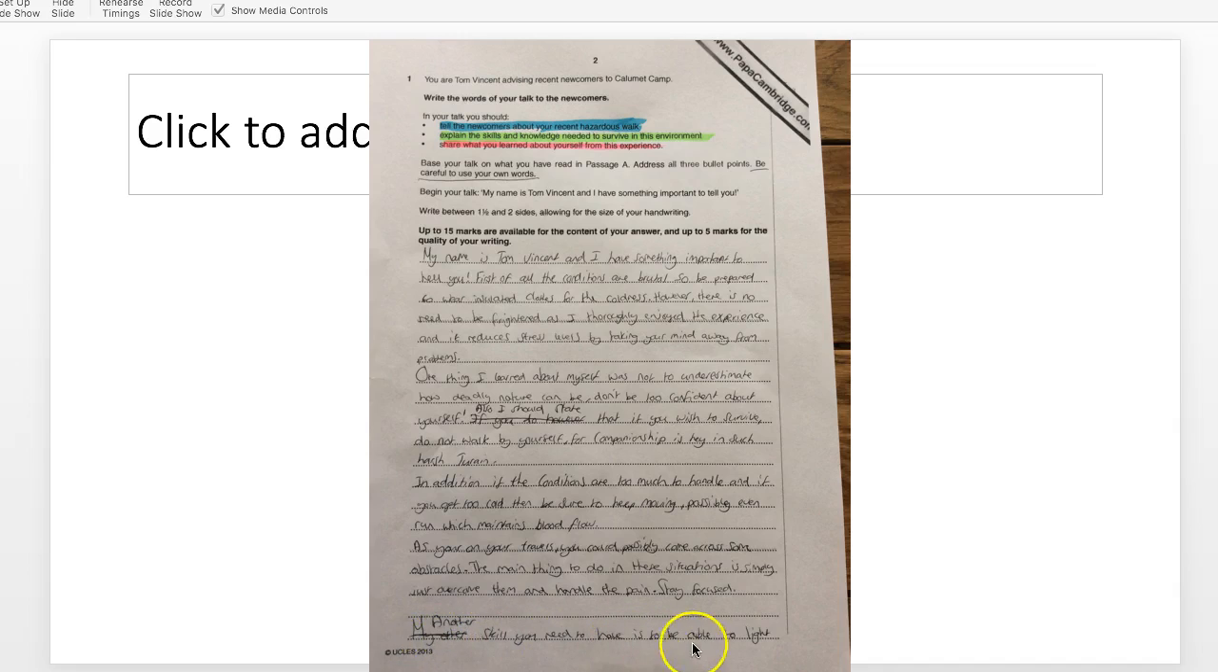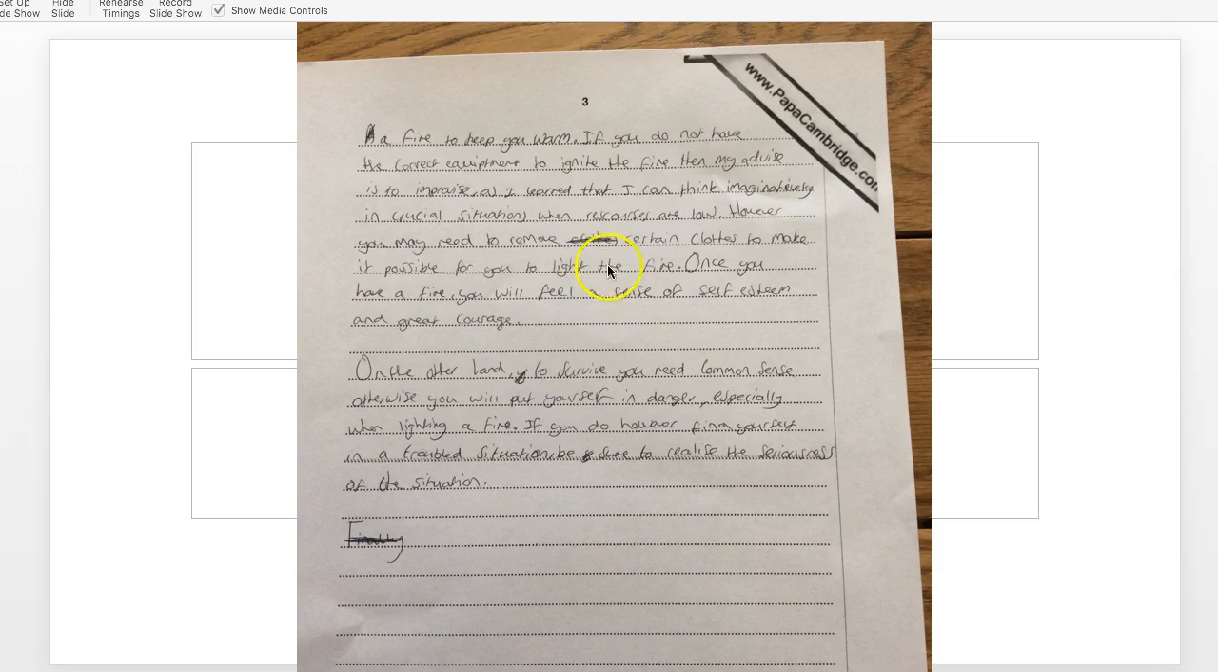Another skill you may need to have is to be able to light a fire to keep you warm. Good, that's another fact. If you do not have the correct equipment to ignite the fire, then my advice is to improvise, as I learned that I can think imaginatively in crucial situations when resources are low. Well, that's better. You're inferring there, but how did you improvise?